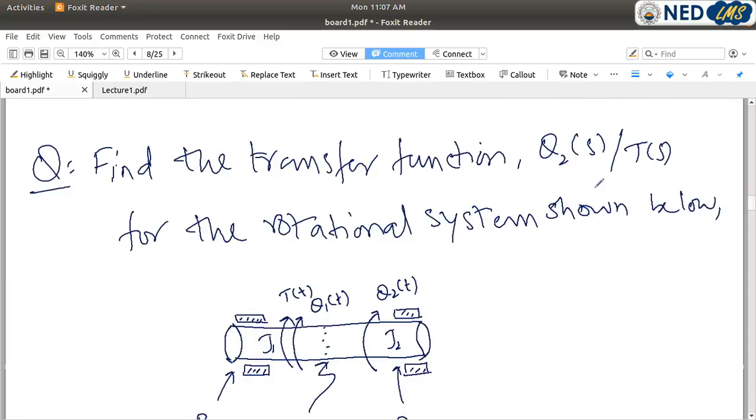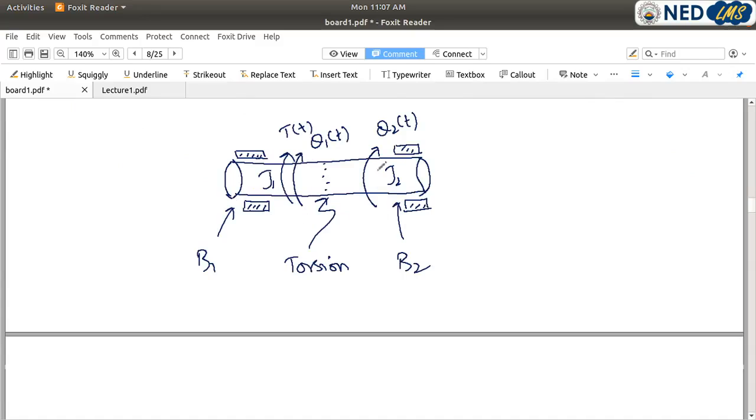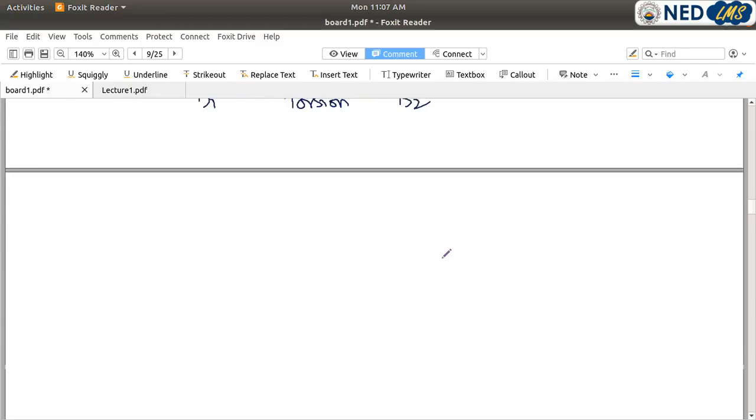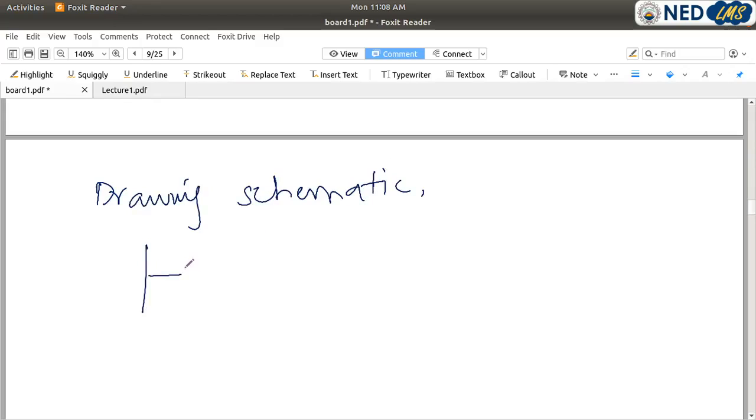Now we are interested in finding the final displacement at this end of the rod when torque is applied at this end. So first draw the schematic of this figure, and then we will draw the equivalent network from the schematic. Since it is a physical system, as we discussed in chapter 1, we always draw the schematic of the physical system first before drawing any circuit or equivalent network or whatever is needed. So first, drawing the schematic.